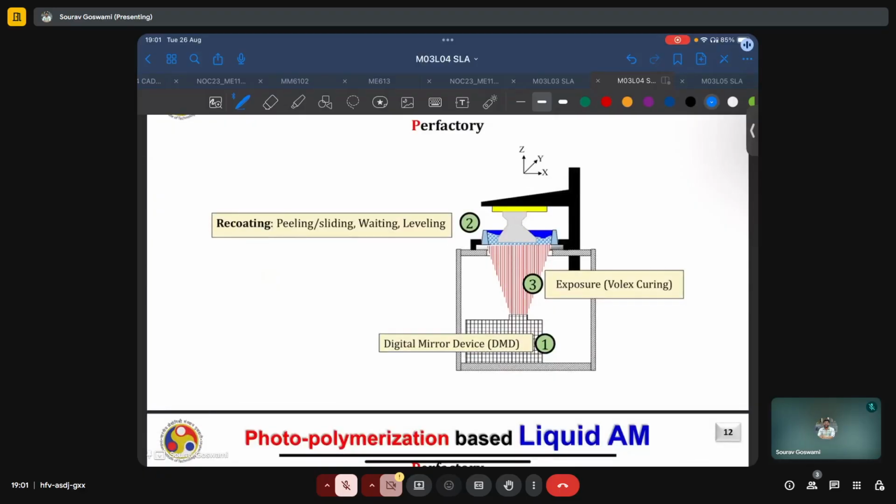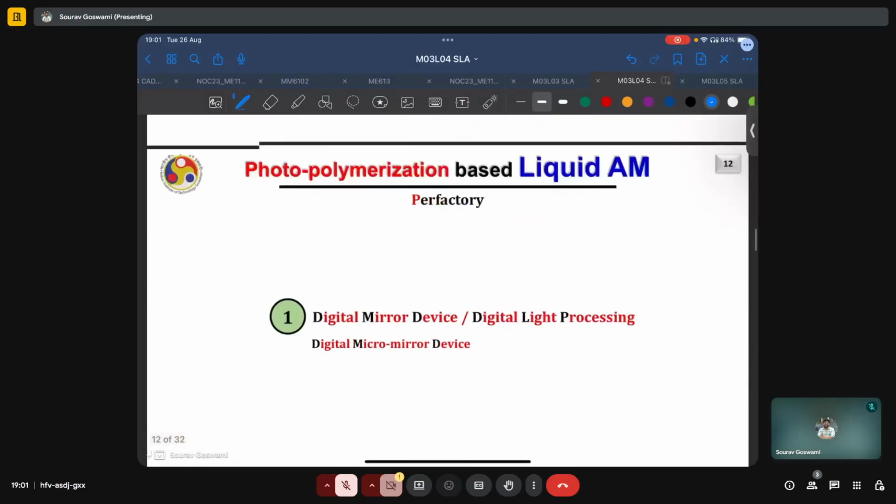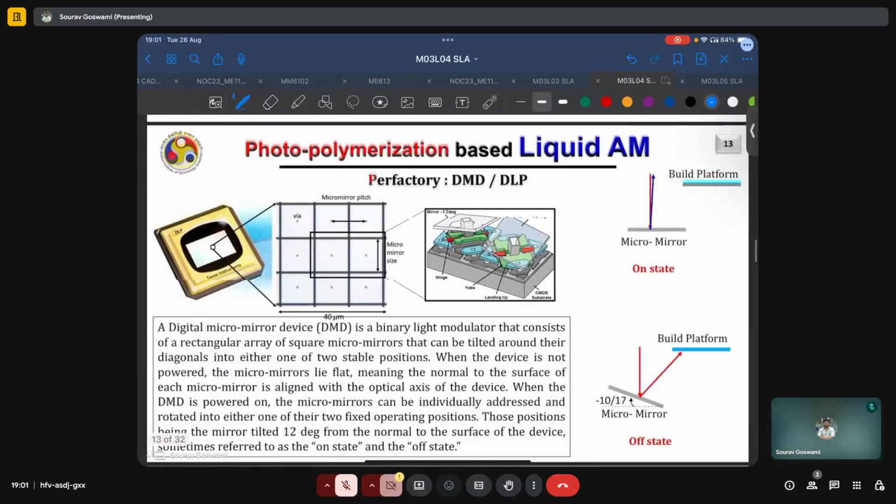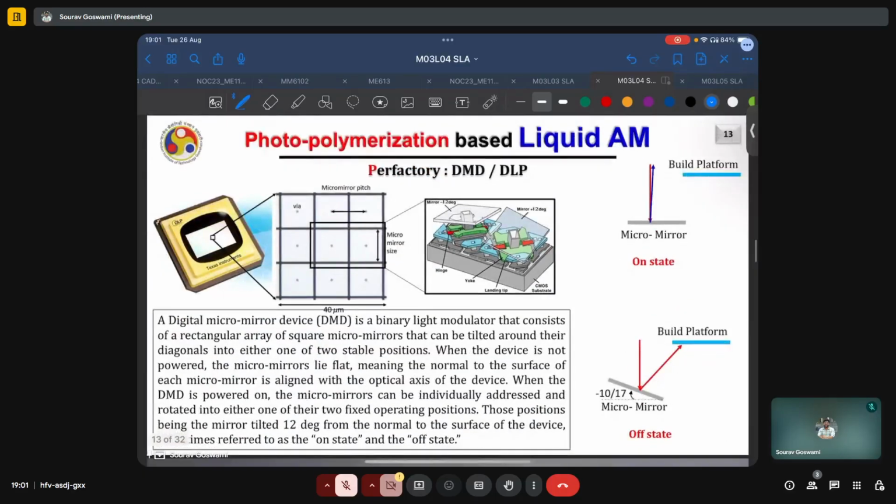Here, the various subsystems are also highlighted. And as I said, the distinguishing feature of Perfactory is the use of this digital mirror device, or digital light processing technology. A digital micromirror device is a binary light modulator which consists of a rectangular array of square micromirrors that can be tilted around the diagonals.